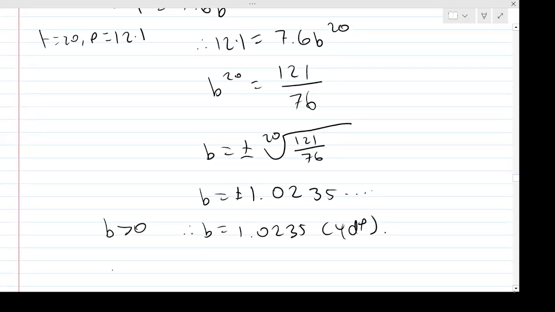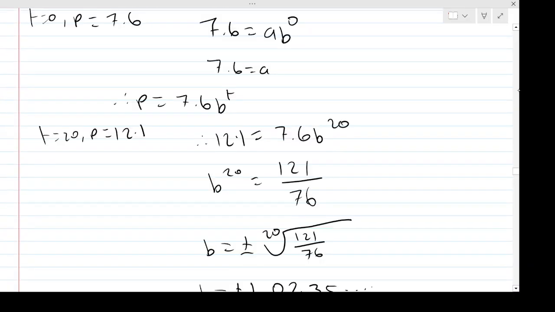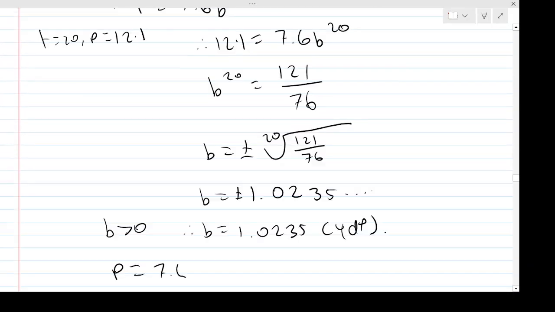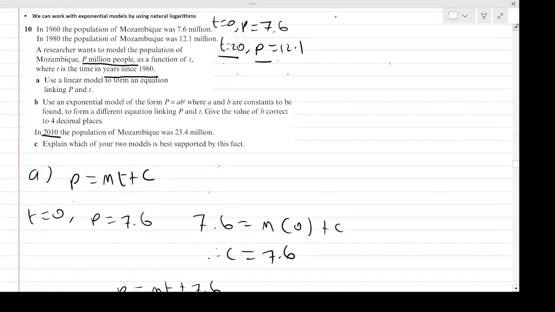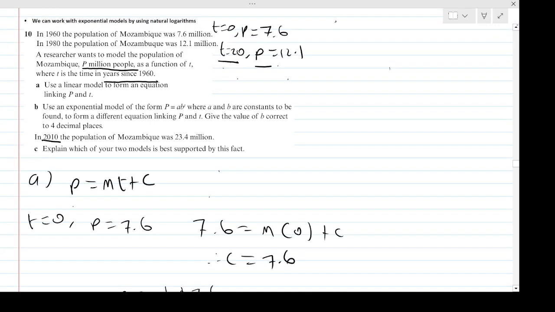So that means my final equation is P is a, which was 7.6, b, now b is 1.0235 to the t. And there's my equation. Okay, then it says in 2010, the population was 23.4. So as numbers, t and p, what does this convert to mathematically? Well, 2010, what value of t would that be? When t is 0, it's 1960. How many years have we gone from 1960 to 2010? 50 years, right? So t would be 50, and then P would be 23.4.